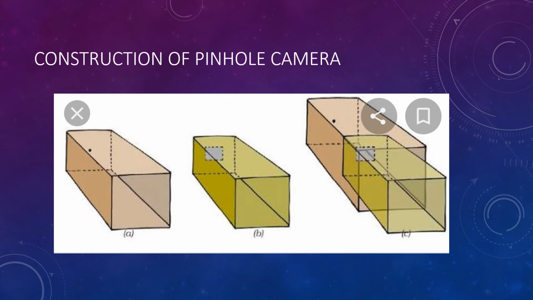After we have removed that square patch, in its place we are going to paste a tracing paper. Now we will slide the smaller box into the larger box. Now our pinhole camera is ready.